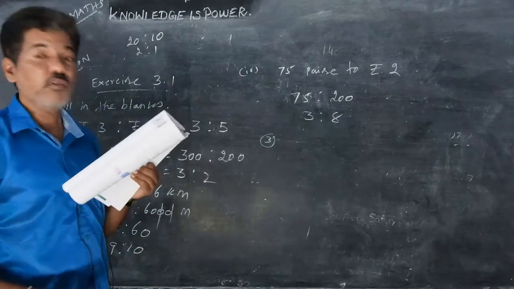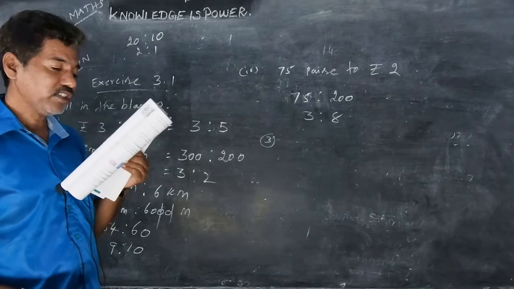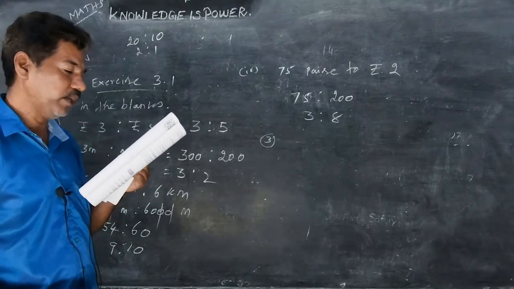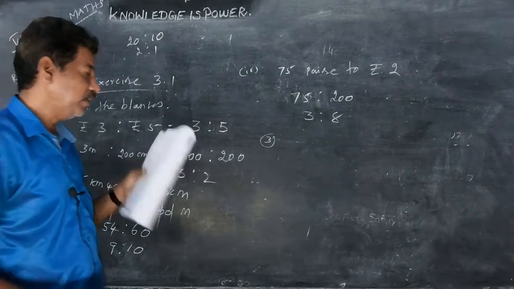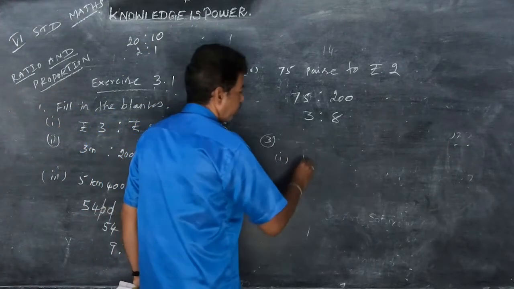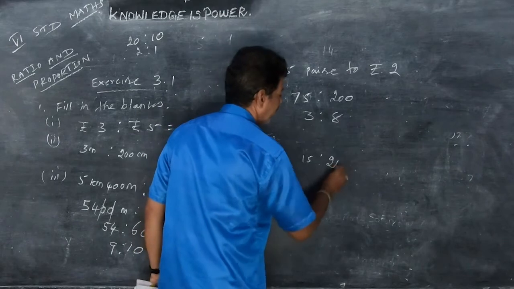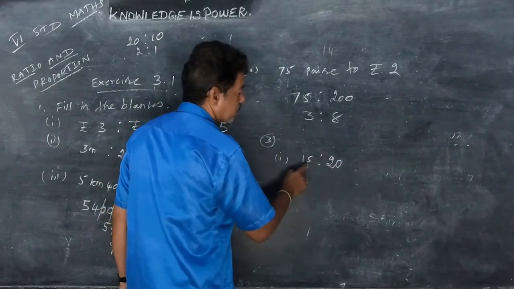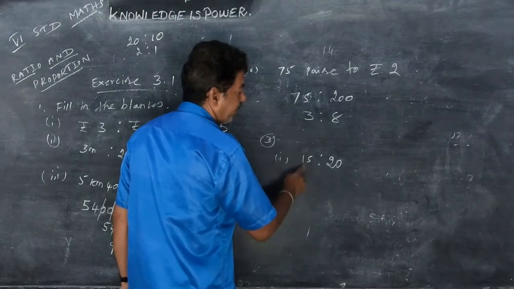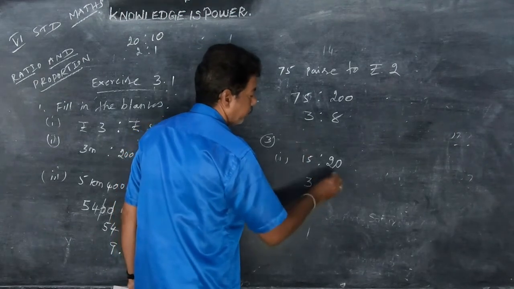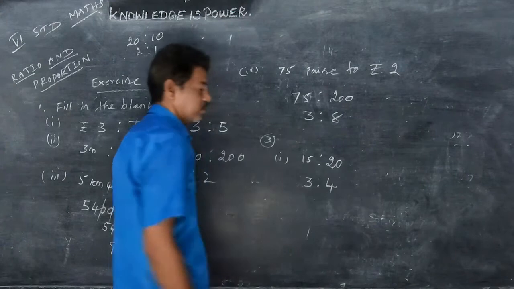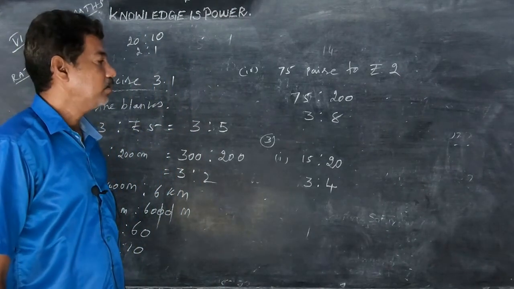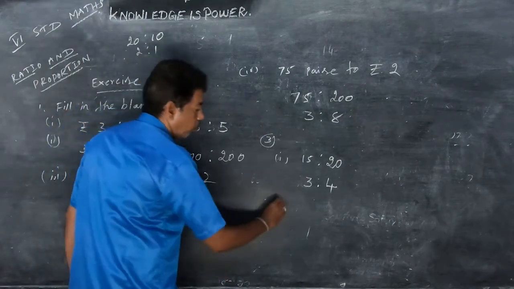So 4 and 5 will be the homework. First 3 I will do that. Okay, 1, 2, 3 I will do. Question number 3, first one, 15 is to 20. 15 is to 20 means how can we reduce it? 5 table 3 times, 5 table 4 times. That's all. Okay, so 5 table 3 times, 5 table 4 times.